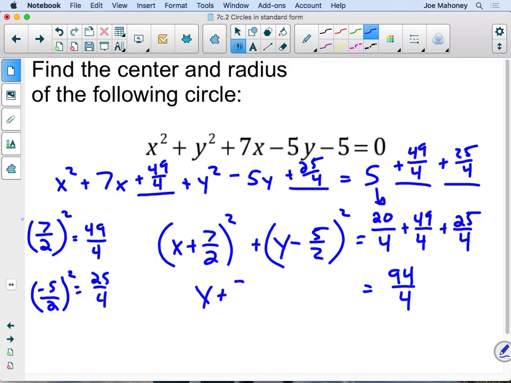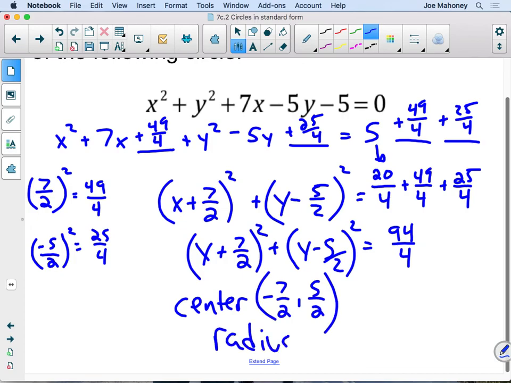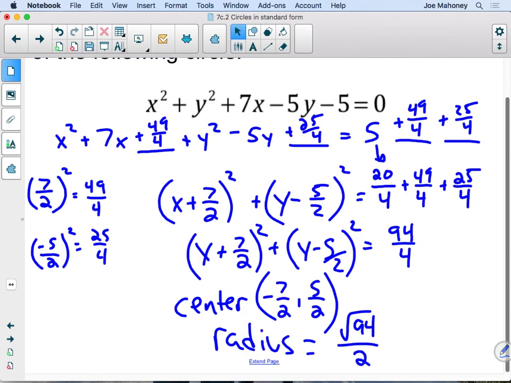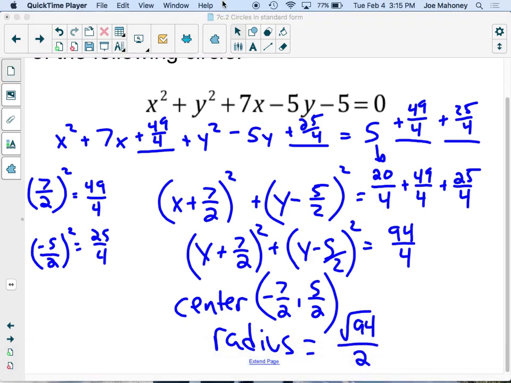And I know what you're saying. Oh, this is crazy looking. But remember, we're just looking for the center and radius. So the center is at negative 7 halves, 5 halves. And the radius is, take the square root of 94 over 4. Oh, look, the square root of 4 is 2. We're done. So that is how we complete the square when there's negatives in there. Enjoy.